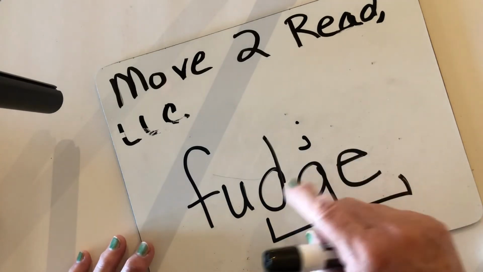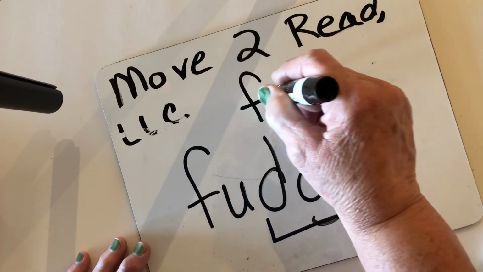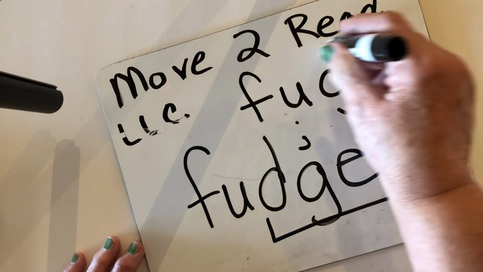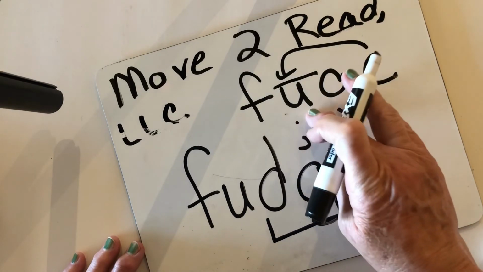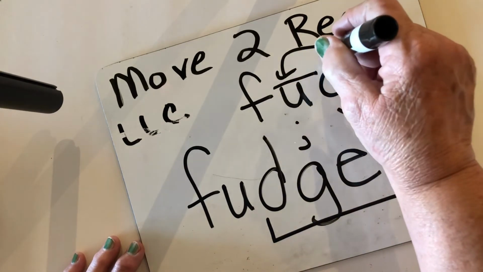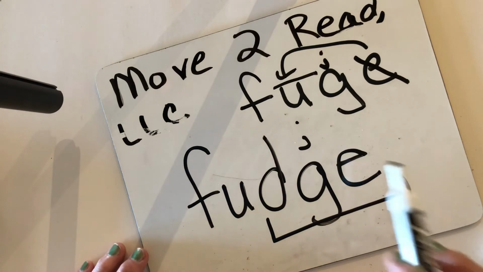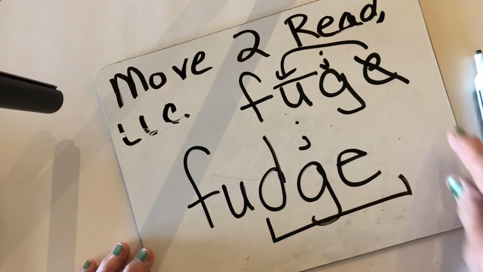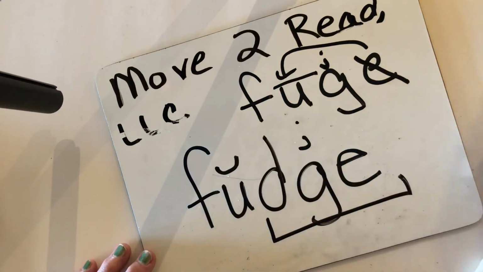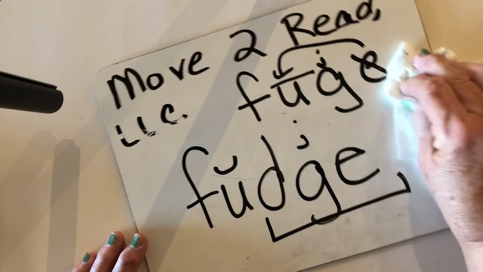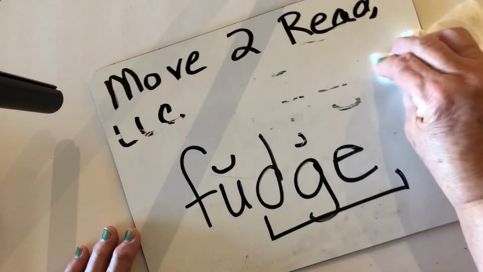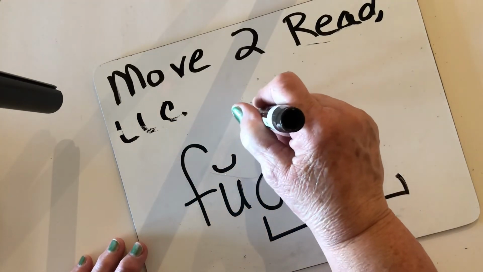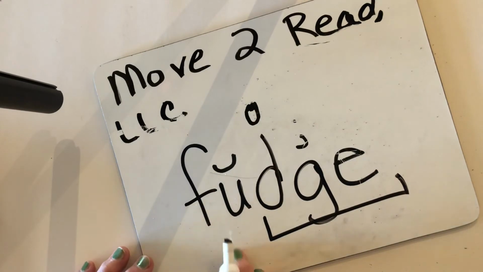But if D was not there and it was F, U, G, E, it would turn it into a silent E word, that would make that U long. He would zip his lips and G could still change to the J sound, and that would be fooge, not fudge. We have to keep the vowel in the DGE words as a short sound, and that is the reason we have our D. He is the sheriff protecting the vowel.